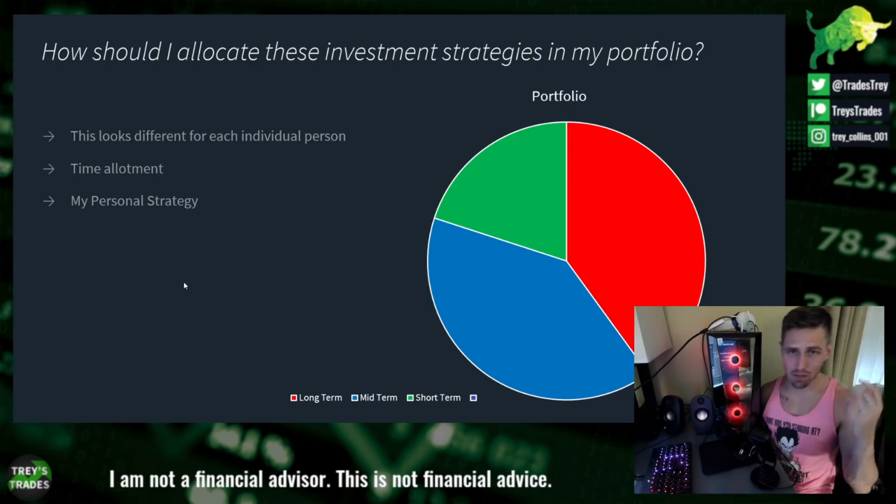How should I allocate these investment strategies in my portfolio? This is going to look different for every individual person, right? For myself personally, this is going to look different compared to the next guy or the next gal. Time allotment is very important, as I mentioned. If you've got a lot of free time and you can closely manage your portfolio and watch the specific stocks that you have, that's going to look a lot different than someone who's working a 40, 50, 60-hour work week and can't necessarily watch these short-term or mid-term stocks and the day-to-day fluctuations.